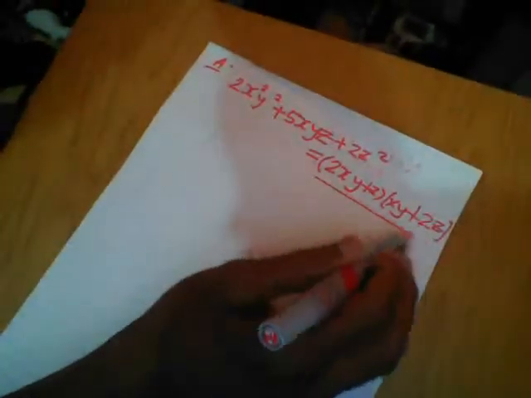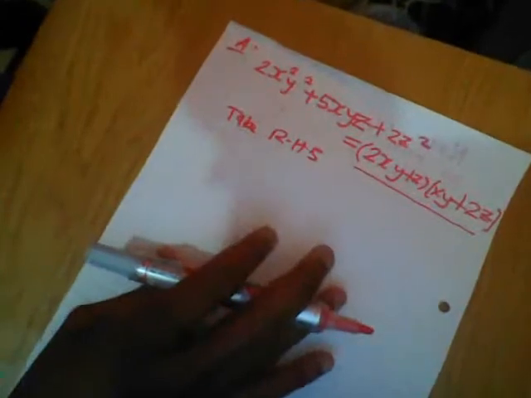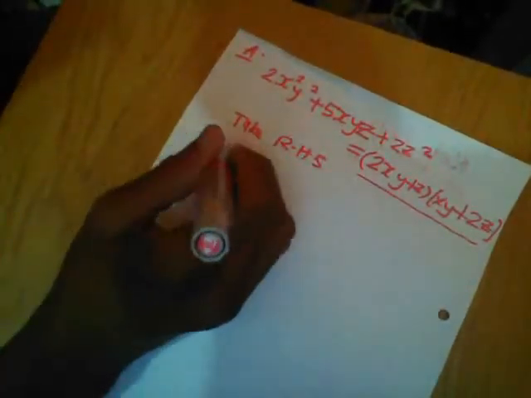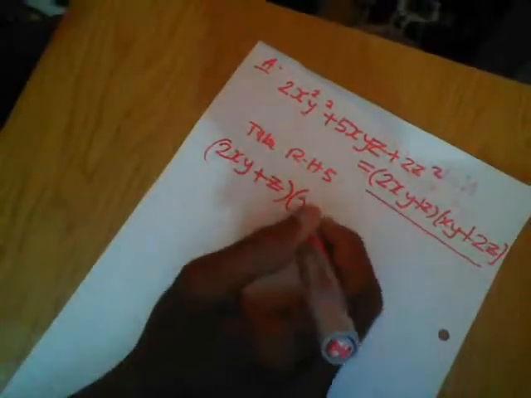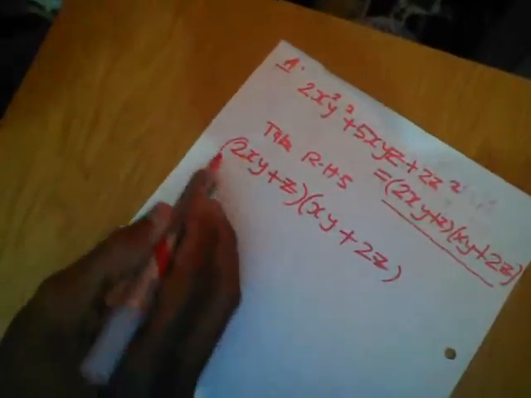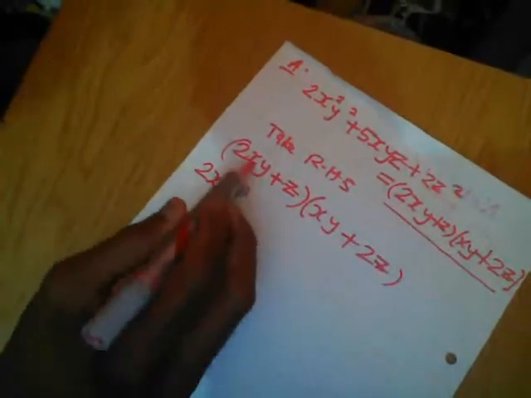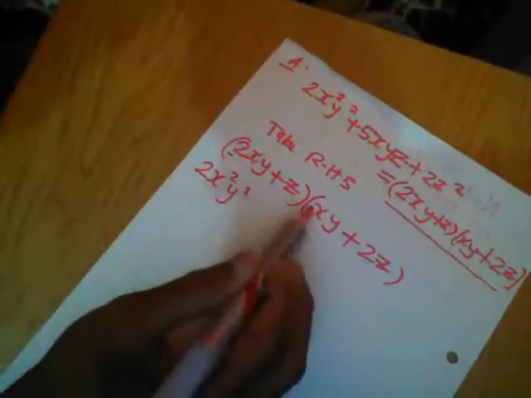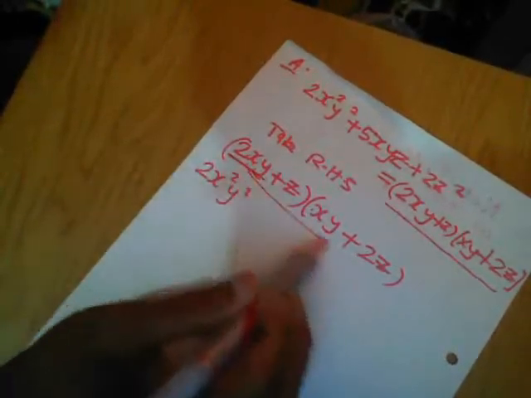In the traditional way I could plug in, but let's do the systematic way. I'm going to take the right hand side of the equation and expand it, and after expanding, check whether it's true. So the right hand side is (2xy plus z)(xy plus 2z). 2xy times xy is 2x squared y squared.